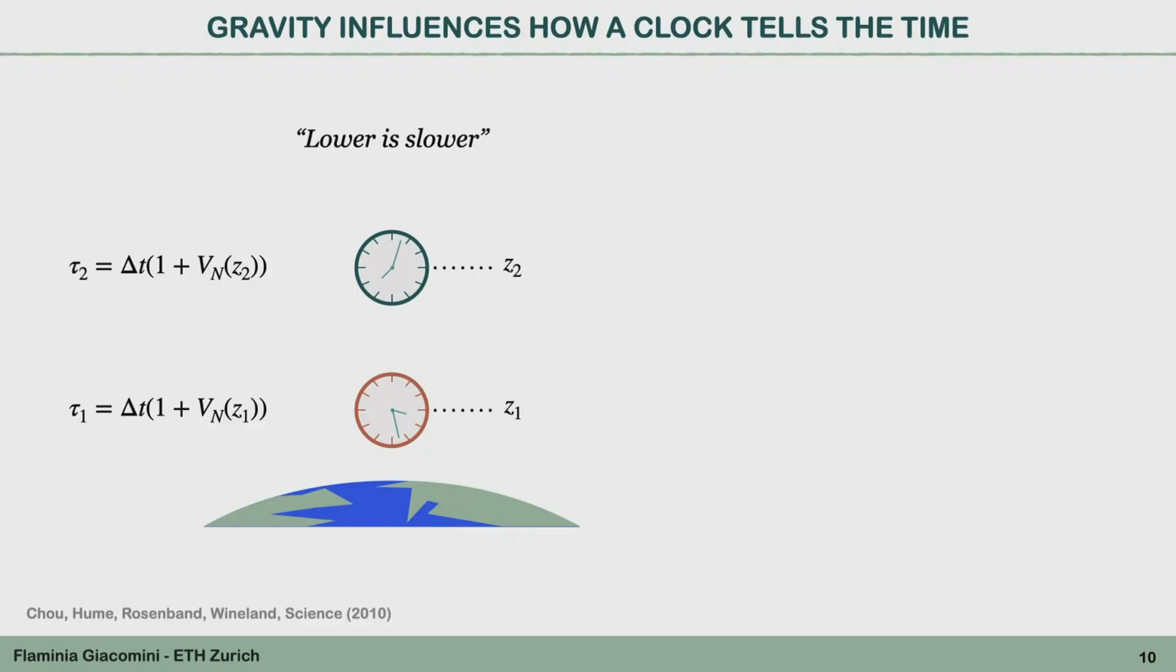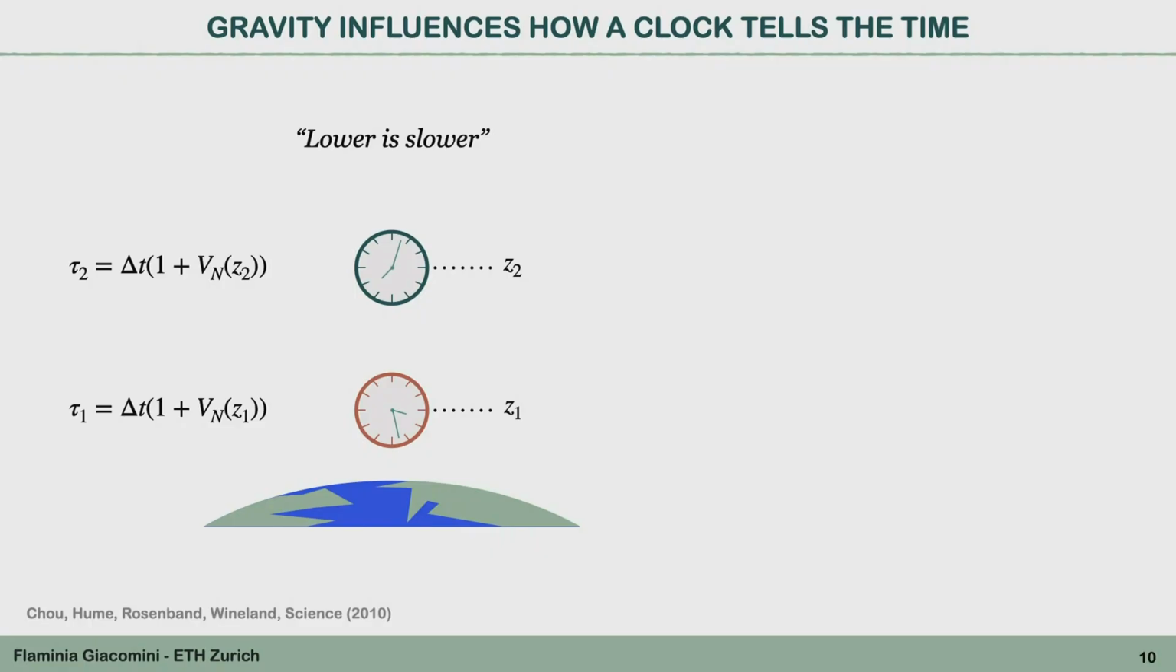And this influences how a clock is measuring time. So the very basic statement is that if we're here on the surface of the Earth and we have a clock here, this clock ticks more slowly than a clock that is higher in the gravitational field. And this is something that experiments are testing to a greater and greater precision.